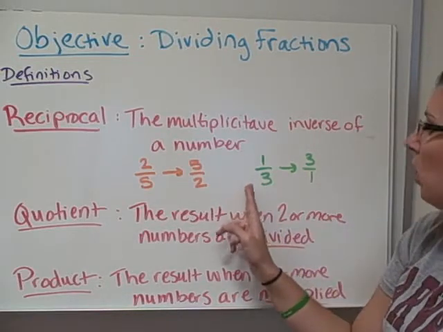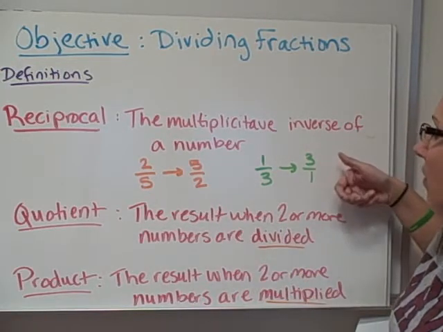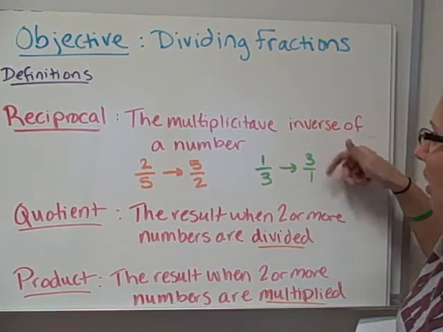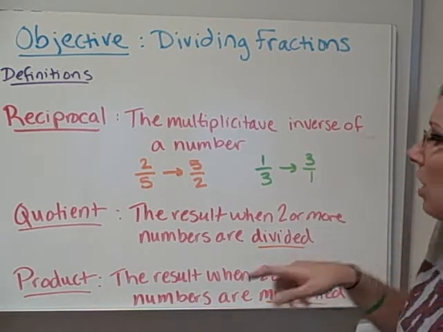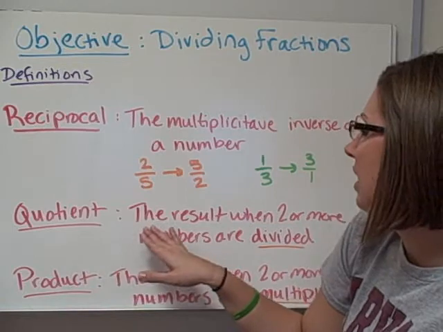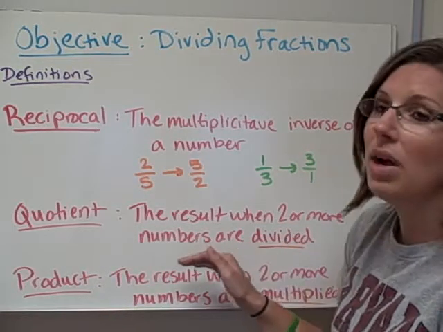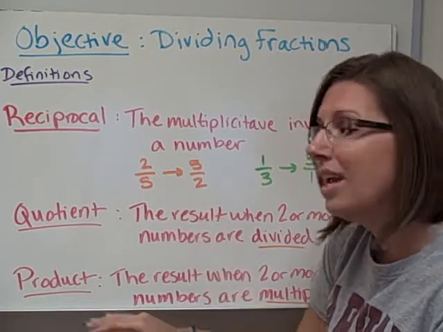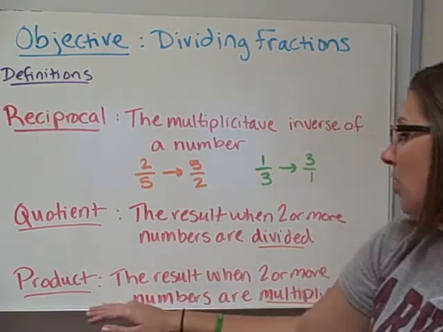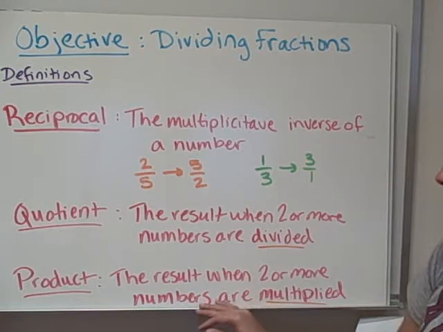Same thing if I have the number 1/3. The reciprocal of that is just that fraction flipped over, 3/1. The quotient is the result when two or more numbers are divided, but today we're actually going to turn all of our quotients into products. So the product is the result when two or more numbers are multiplied.